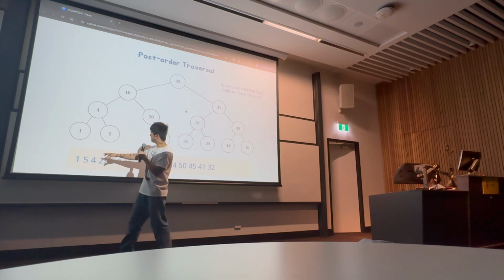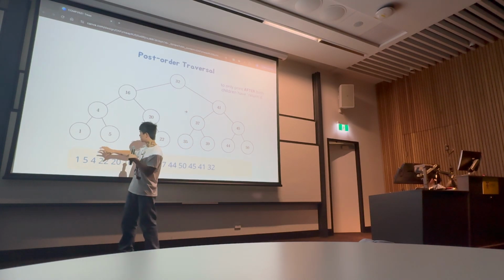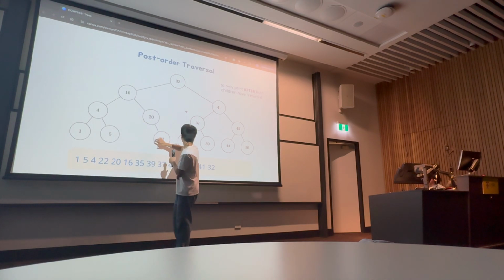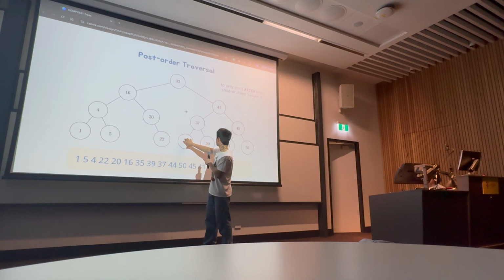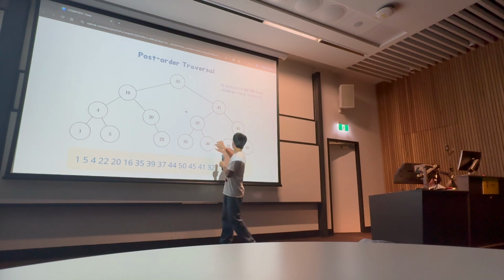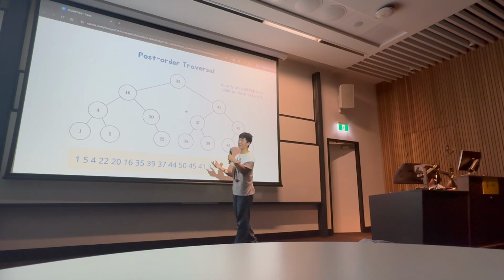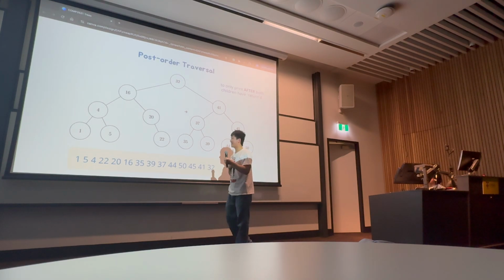So for example, right, we start with 1, and then we go from 5 to 4, and then we go from 22 to 20 to 16, and then we go from 35, and then 39, 37, 44, 50, 45, 41, 32, right? It's kind of like from right to left. But yeah, once again, it's a bit weird.